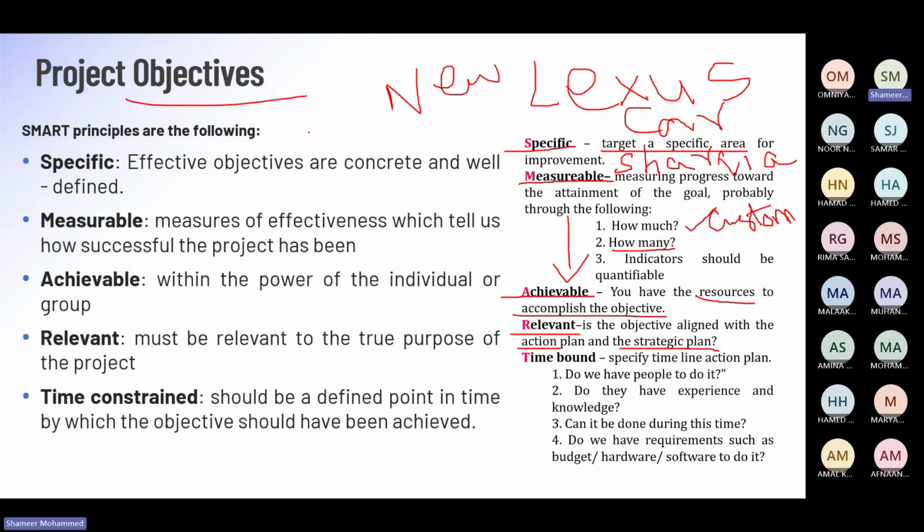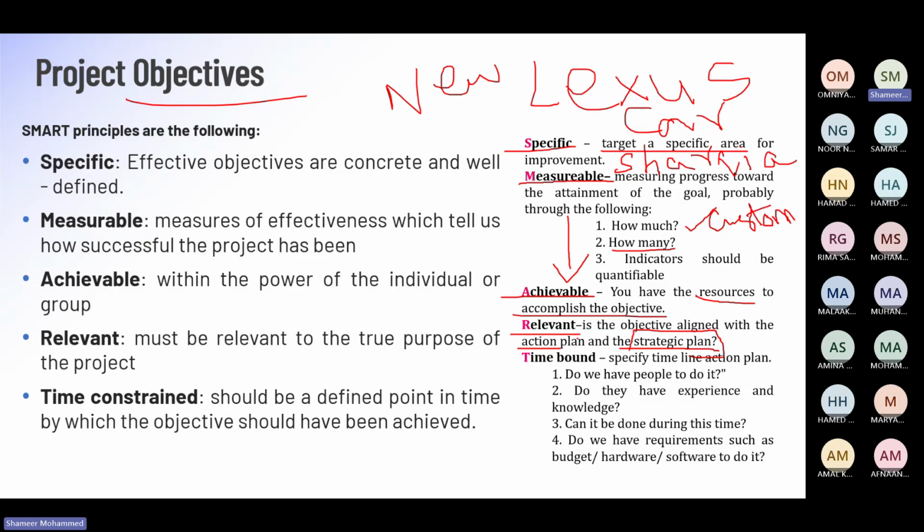Yani, what objectives, the goals you are designing, are they included? Are they belonging to the plan of your project? Or are you planning something which is not included in your product? That we have to match here. Relevant things. We are launching Lexus car.